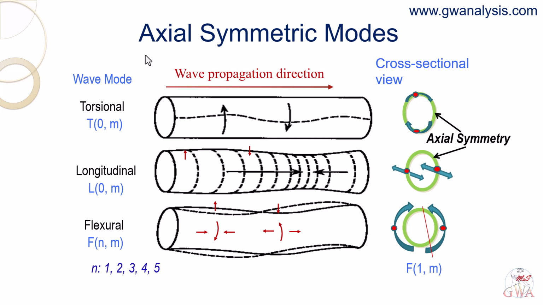Now, let us talk about the wave modes in detail. The wave modes have two indexes, such as T0M, L0M, and FNM. You will find the torsional and the longitudinal modes have the first index of 0, but the flexural mode has n that can be 1, 2, 3, etc.